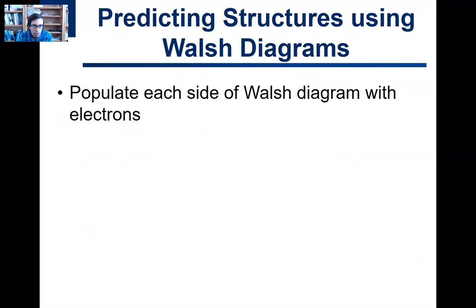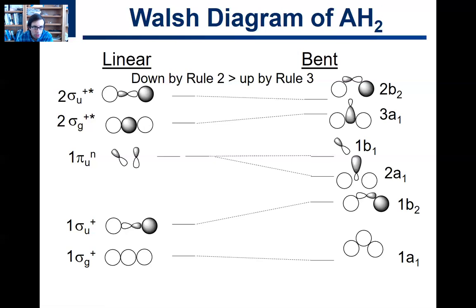And so what we're going to do in the next video is actually use this. We're going to fill in electrons here. We're going to use this Walsh diagram to make a host of predictions about many different AH2 type molecules. So we'll get to see the fruits of our labor, which is always exciting.